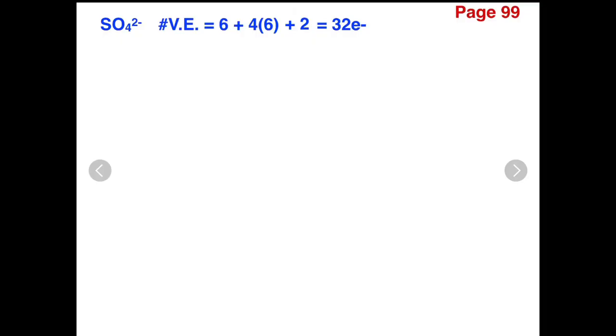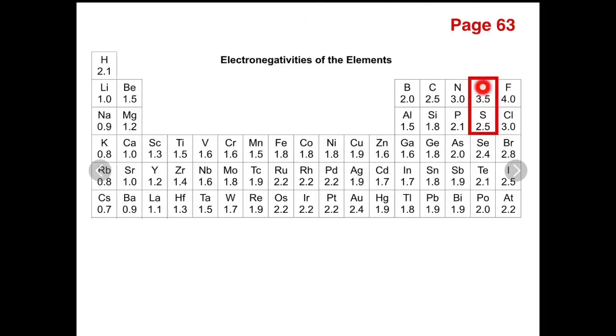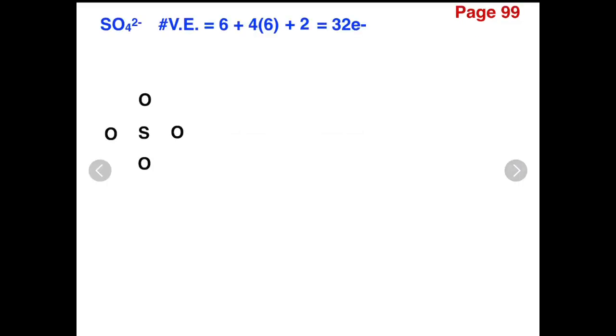Okay. After that, you are going to put down the skeleton, right? As you see, sulfur has a lower EN value than oxygen, therefore sulfur would be in the middle. And we're going to start with single bonds. If you start with single bonds here, you are going to end up using 8 shared electrons in total. If you subtract that from 32, you are going to have 24 electrons left. If you have 24 electrons left, what do we do?